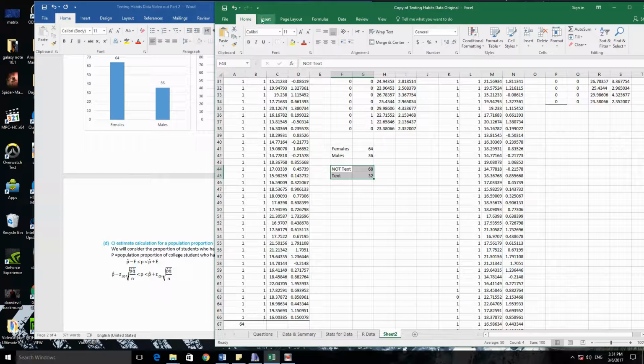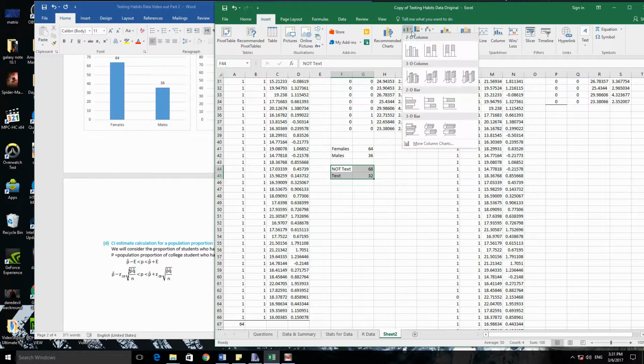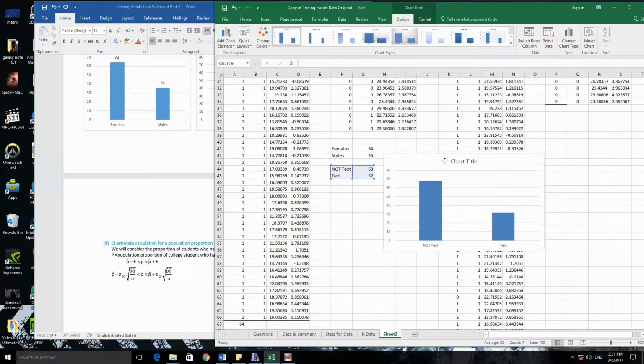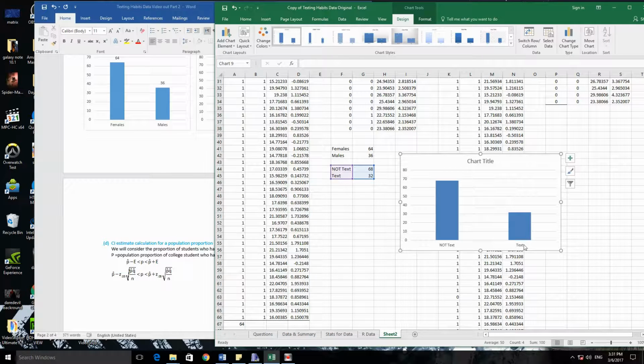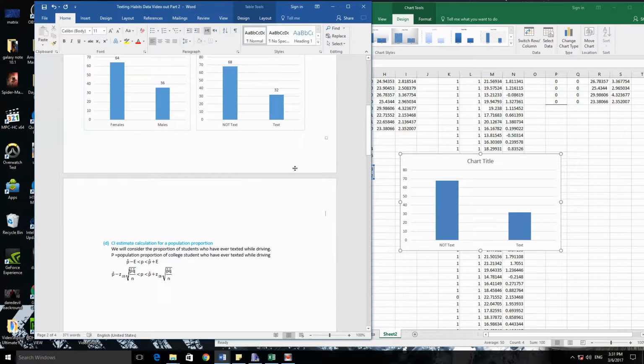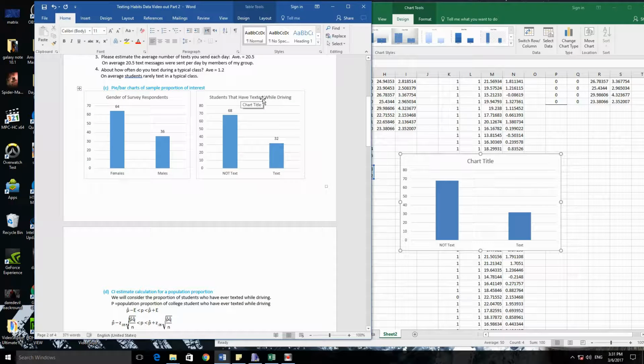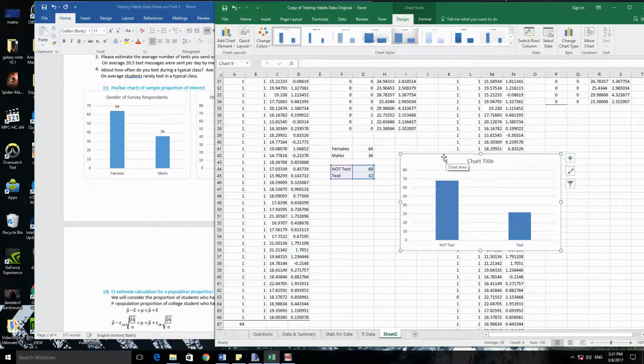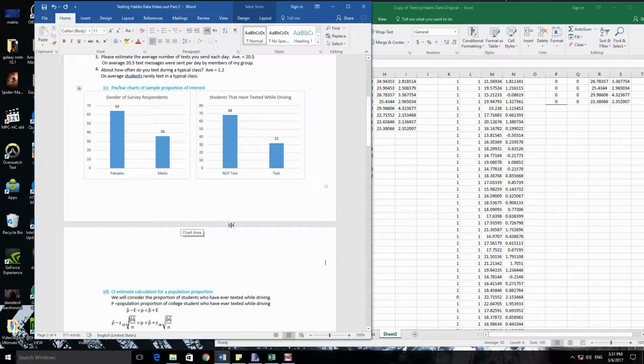If I select those cells, do an insert and a bar chart, then I have not text and text, the category names come up, and again you have to give a title. I've done that here, and once you do that, you can copy and paste it into your Word document. That part's finished, and we could have done pie charts as well, but I'd rather just leave it at bar charts. I don't think pie charts are quite as informative.